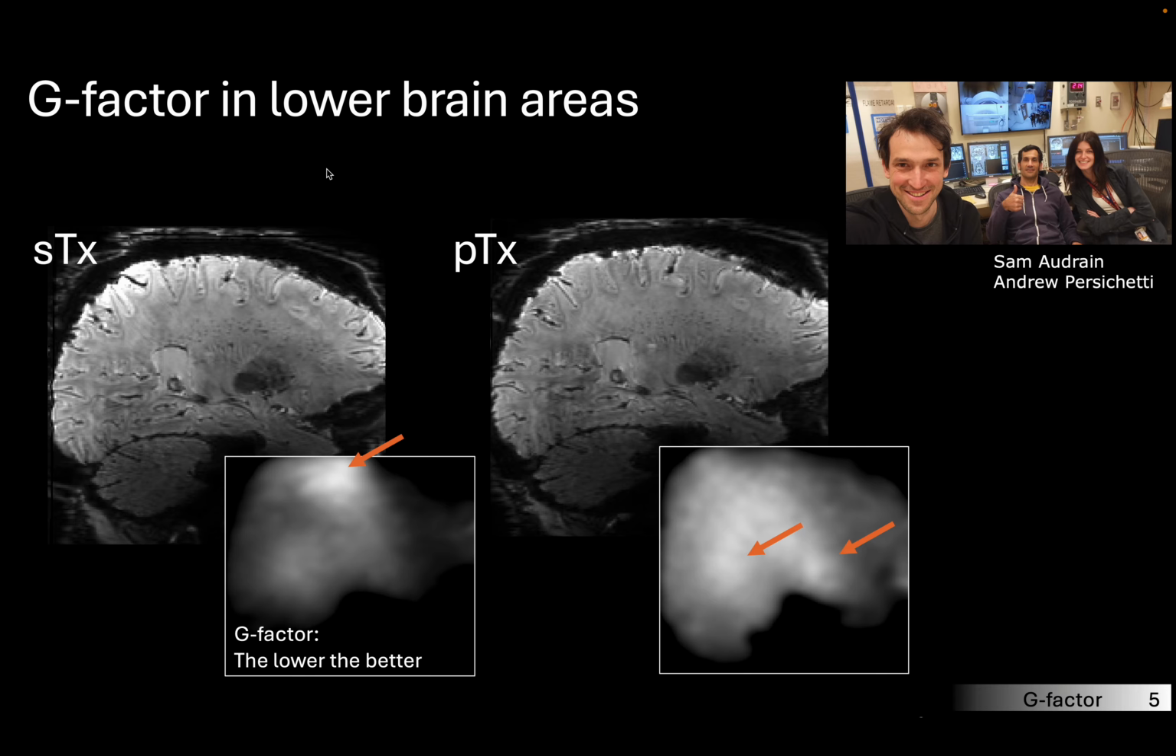For example, as you want to do fMRI in the ventral part of the brain, specifically because of this noise coupling, the PTX coil has like factor 2 higher G factors for some protocols as opposed to the STX coil. It has more problems of G factor in the top part here.